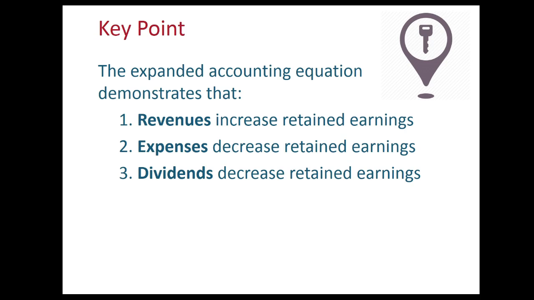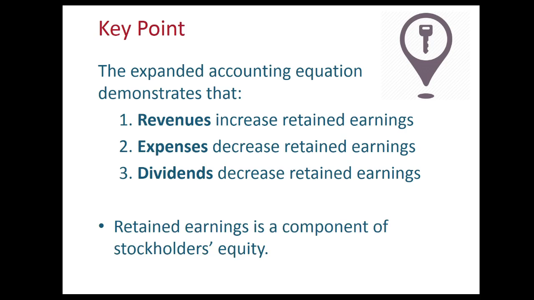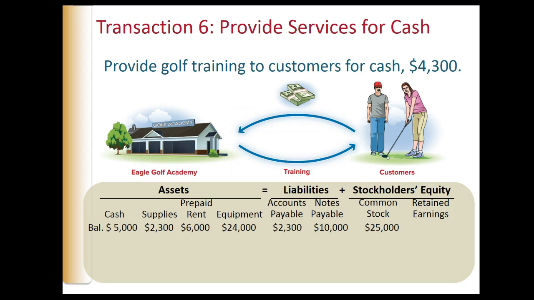This expanded accounting equation shows that revenues always increase retained earnings, expenses always decrease retained earnings, and dividends always decrease retained earnings. Again, retained earnings will always be a component of stockholders' equity. Let's go on and now see how revenues affect the expanded accounting equation.